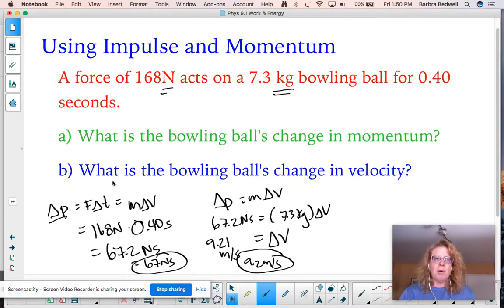If you can remember your impulse-momentum theorem, the impulse is F delta t, which is also equal to the change in momentum, which is m delta v. All of those are sort of equivalent concepts.